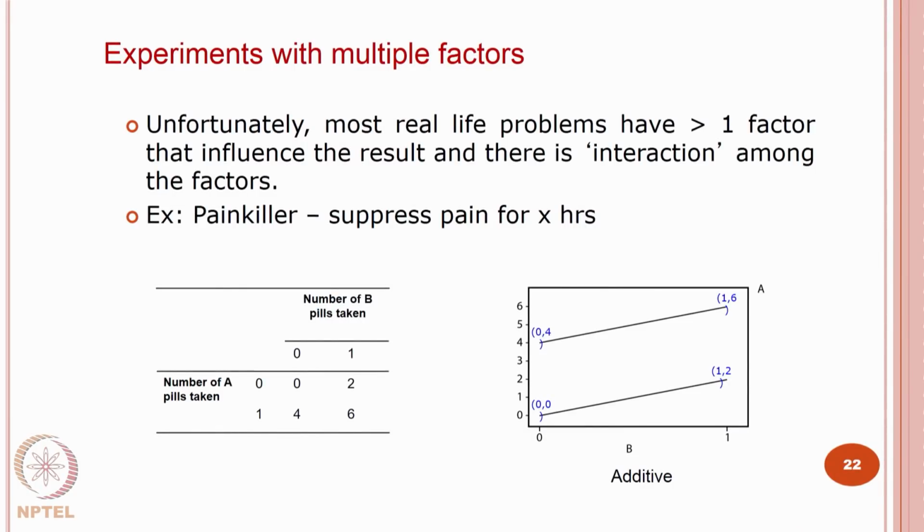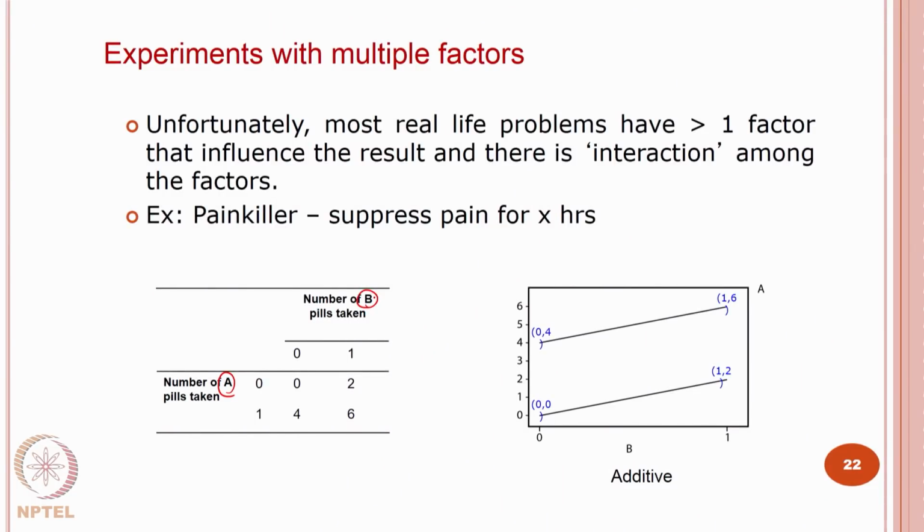Most real life problems have greater than one factor that influence the result, and often there is an interaction, that is what I told you. So, we will see, rather than just hand waving as there is interaction, there are some examples here. So, someone has a headache. In order to take care of the headache, painkillers is given. The painkiller is supposed to suppress the headache for certain hours. That is what this problem is about.